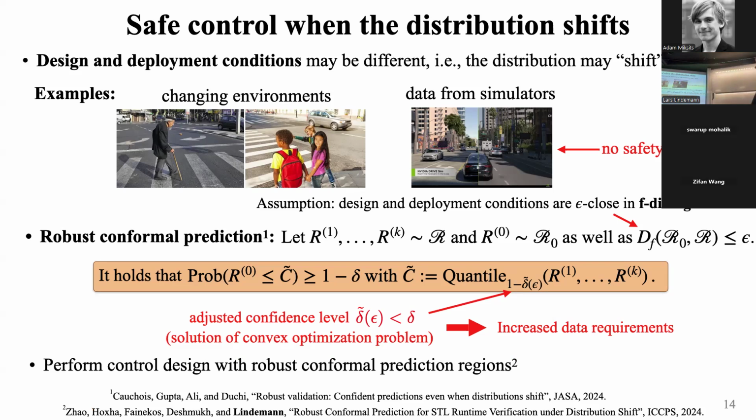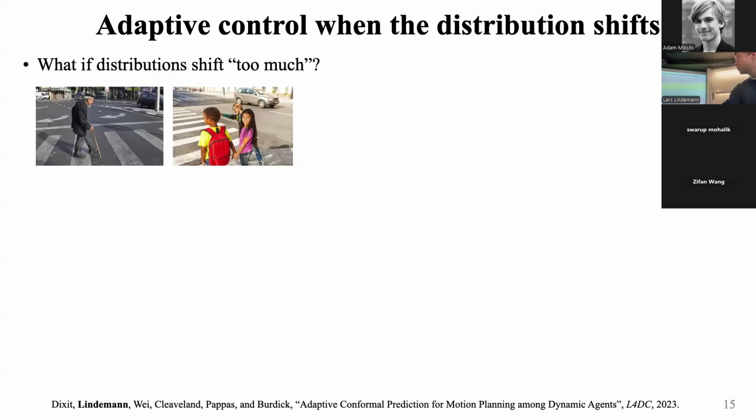But then you can just go ahead. You can design controllers. You can design verification algorithms. And we'll see more of this later on when we talk about runtime verification. Okay, so what if the distribution shift is not bounded and is too large, right? What can we do then? Well, there are adaptive versions, and this is relevant to the question on the Kalman filter that we had.